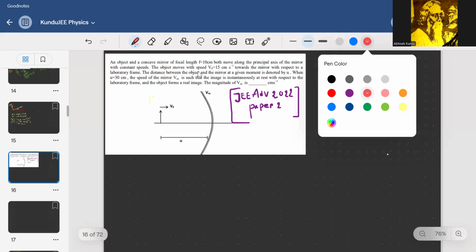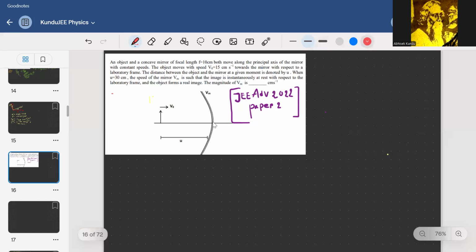The distance between the object and the mirror at a given moment is denoted by u. When u is 30 centimeter, the speed of the mirror Vm is such that the image is instantaneously at rest with respect to the laboratory frame, and the object forms a real image, and the magnitude of the Vm is... okay. So we have to find out the velocity of the mirror.